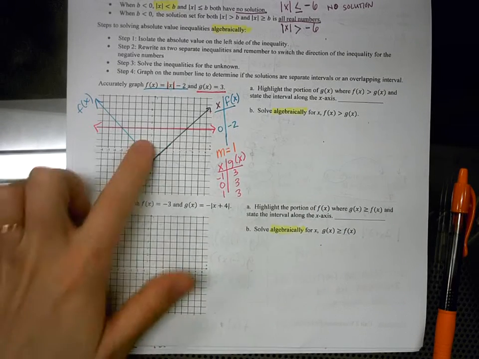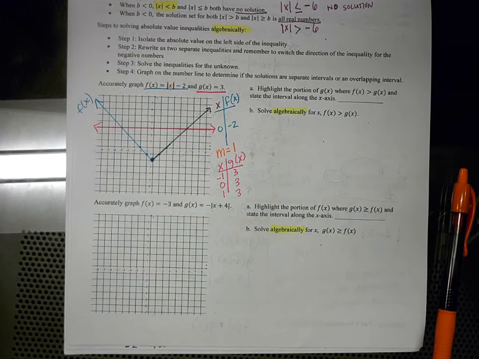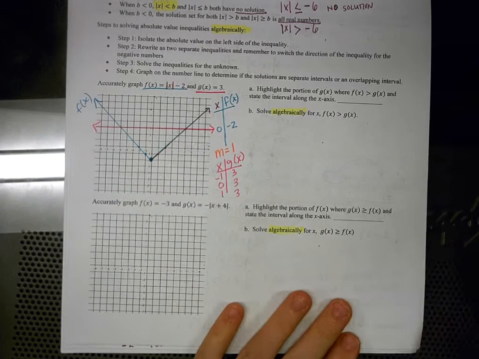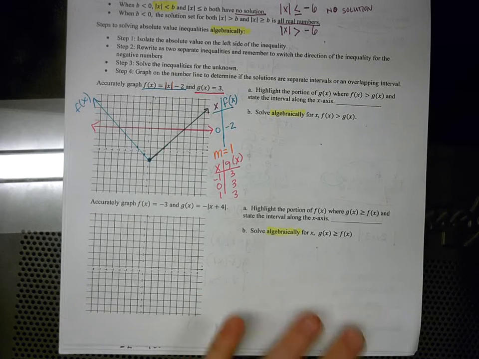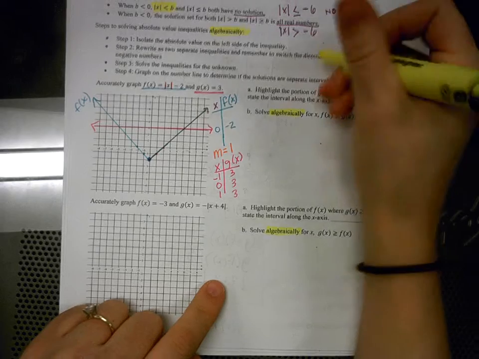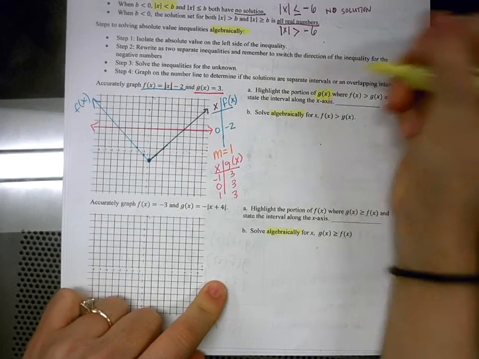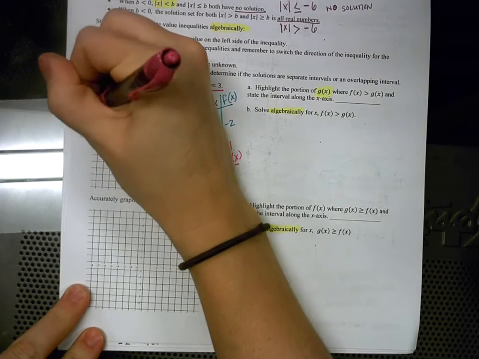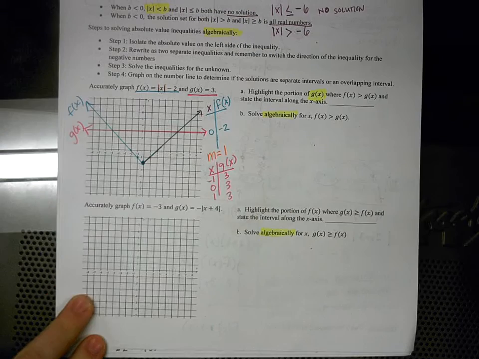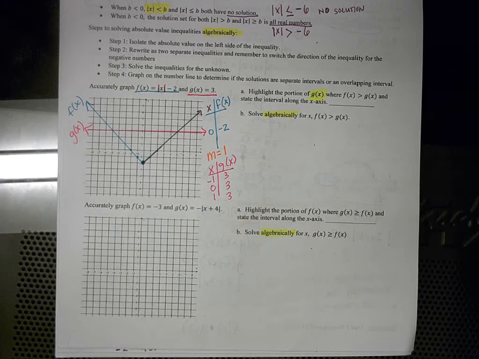So this is where we're different from section 2. Section 2 asked to find the solutions when f of x equaled g of x. But section 3 says, this is very important, highlight the portion of g of x, so you're only highlighting on g of x, so you need to know which function g of x is, where f of x is greater than g of x.